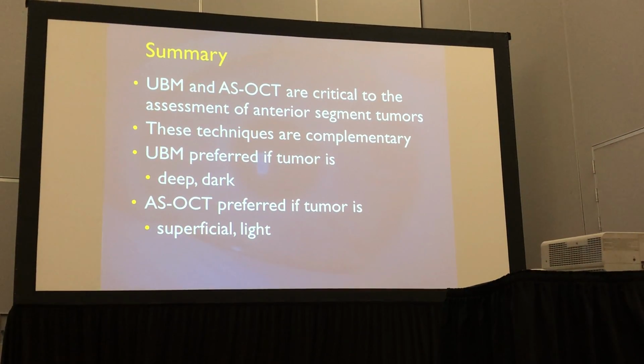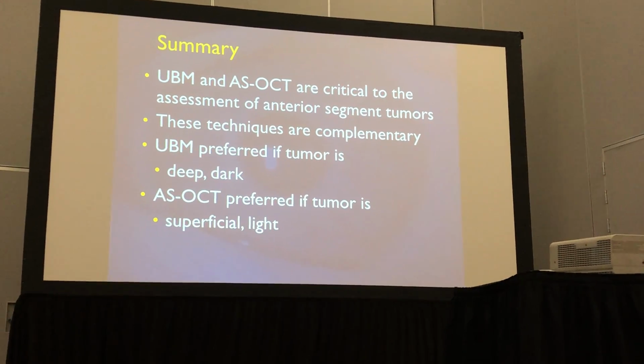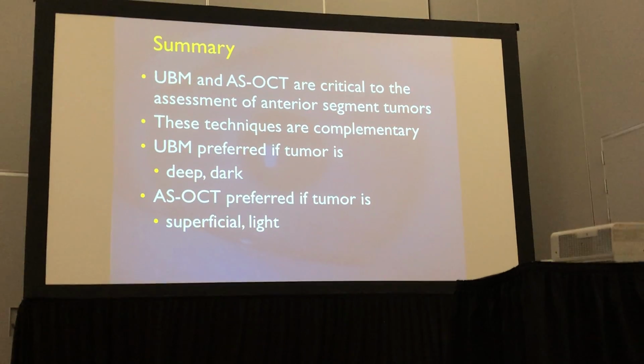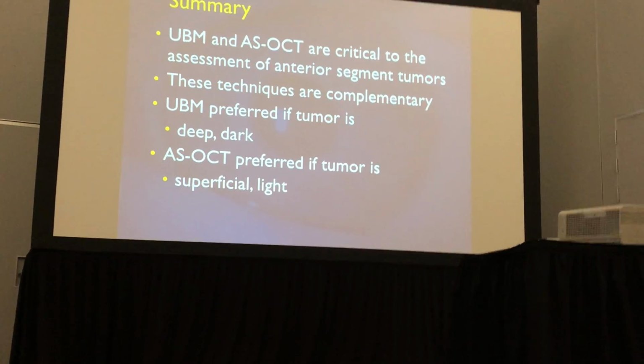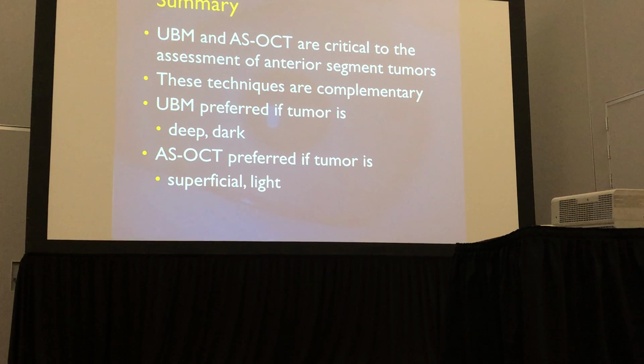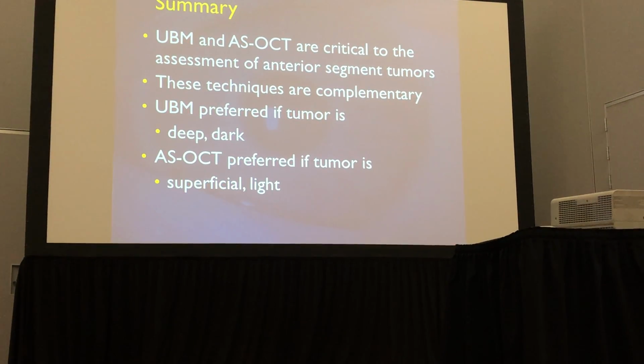So, in summary, UBM and ASOCT are critical to the assessment of the anterior segment tumors, and I think they're complementary. You know, I prefer UBM if it's ciliary body, deep and dark, and I prefer ASOCT if it's superficial, cornea, conjunctiva, or maybe in the iris stroma.